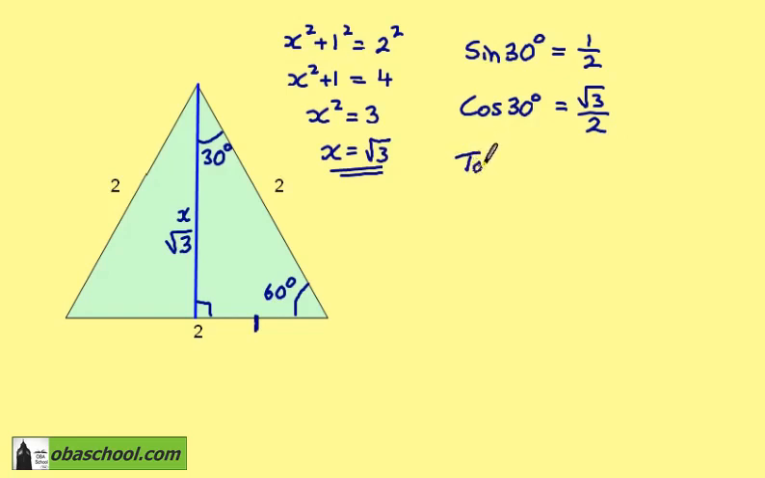The tangent of 30 degrees is the opposite over the adjacent, so it's 1 divided by root 3, which may be manipulated using surd manipulation to give root 3 over 3.